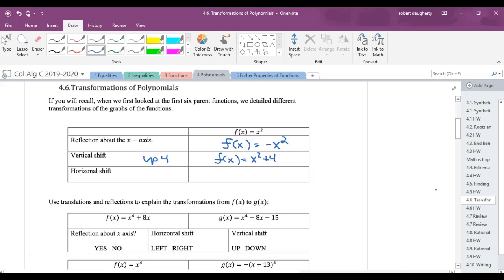How could I move this function to the left? Move it to the left 5 units. Okay, so this will be f of x equals, how do I move it to the left 5? Plus 5, squared. Okay, that's what we did with all of our parent functions. All we're doing today is the same thing with a polynomial.